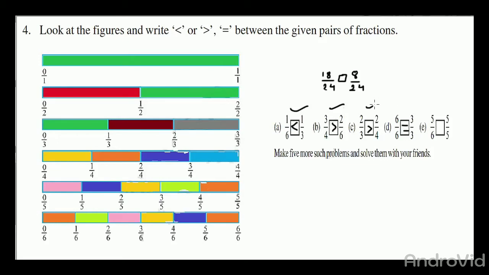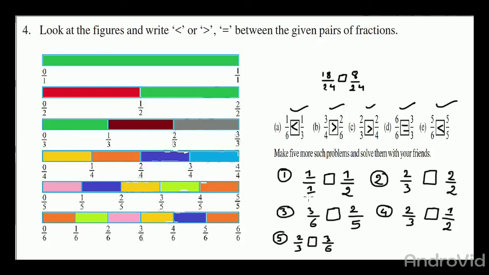So the last one, done. 5 over 6 or 5 over 5. Obviously 5 over 5 would be greater because whole fraction is 1. Now you can also see it in picture. So this is true. Now make 5 more such problems and solve them with your friends. Based upon this picture only, we have selected some random problems. You can select any of them.